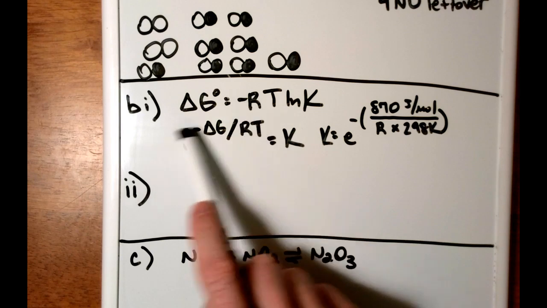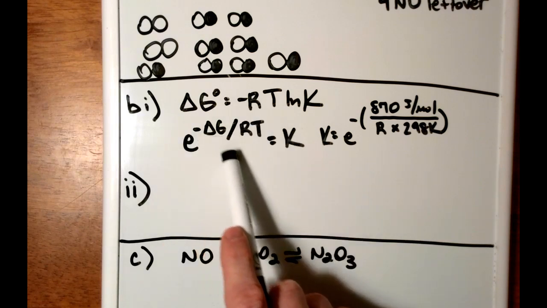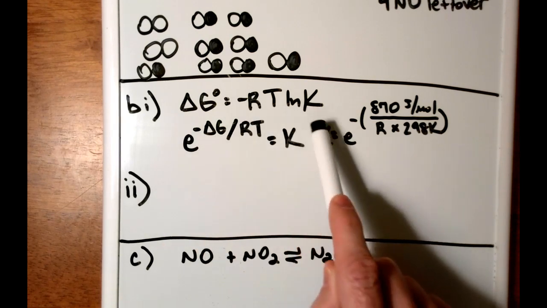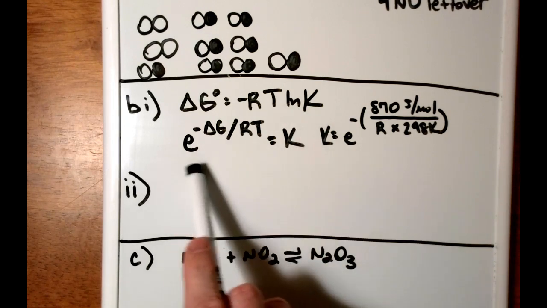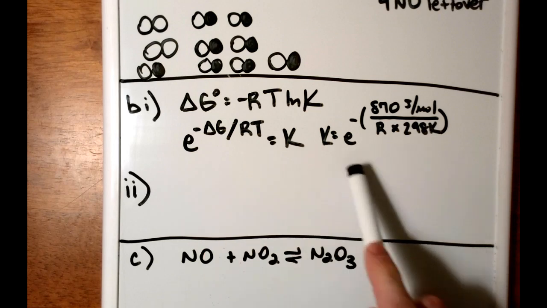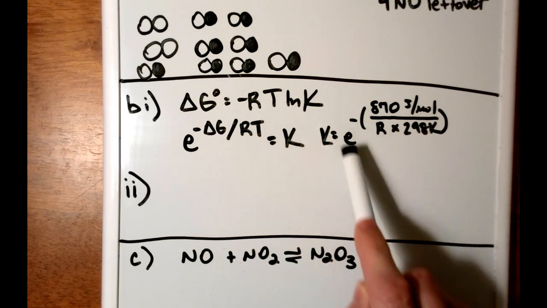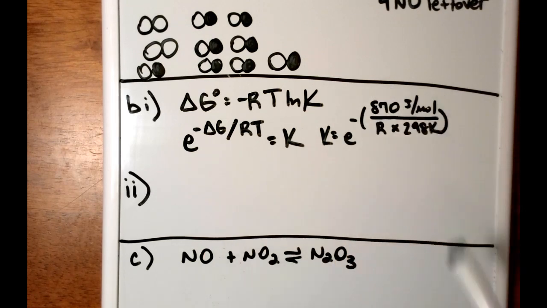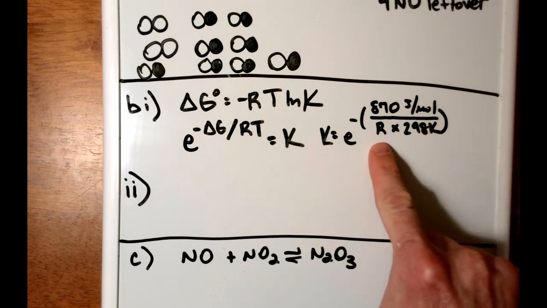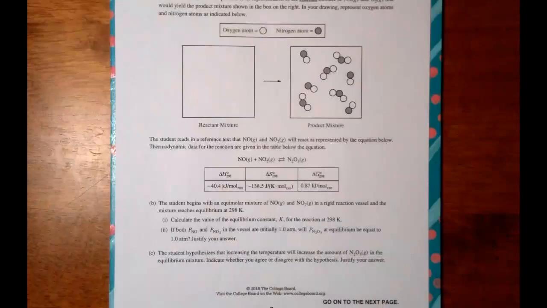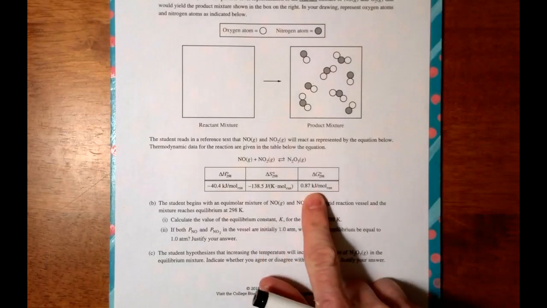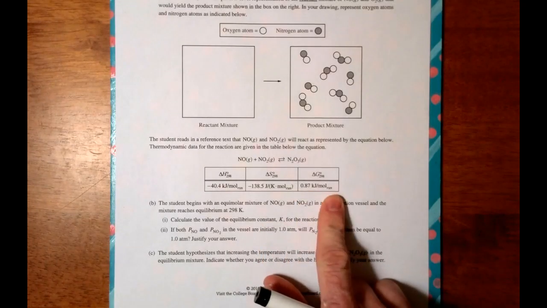So we divide by negative RT, and to get rid of our natural log here, we'll do e raised to both sides of our equation. So K is going to equal e raised to the negative 870 joules per mole, which was the value we were given for delta G, divided by 8.314 joules per mole Kelvin, times 298 Kelvin. Notice I've already made a unit change here.